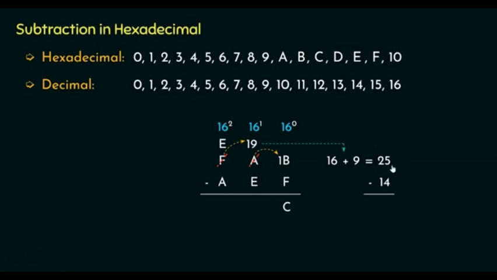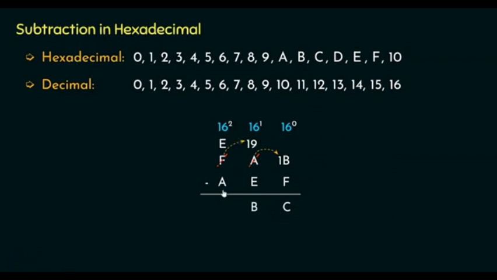This is the decimal subtraction. So from 25, if we subtract 14, we will get 11, because 5 minus 4 is 1. 2 minus 1 is again 1. Now 11 of decimal is actually b in hexadecimal. So this time for the second unit, the difference is going to be b.